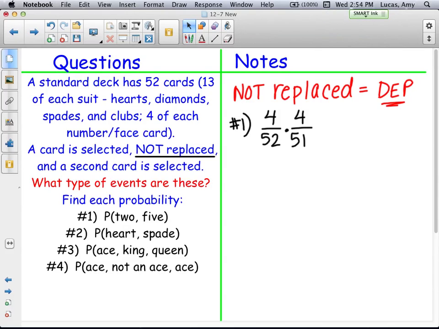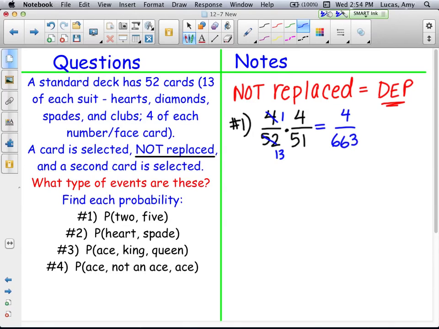Now, this one, I can reduce a little bit first. 4 divided by 4 is 1, and 52 divided by 4 is 13. If I multiply these across, 1 times 4 is 4, and 13 times 51 is 663. If I change this into a percent, it is about 0.6%. So that means it is not very common to get a 2 and then a 5. Good news, because those probably aren't the cards that you were looking for when you're playing cards.